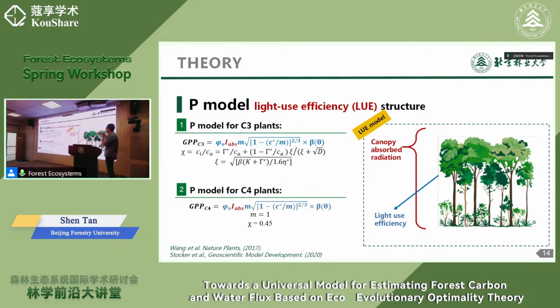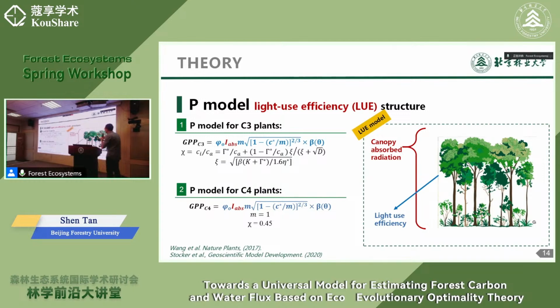And the model has the structure of a light use efficiency model. That means the blue part of this model represents the light use efficiency, and the red part of the model describes the radiation energy absorbed by the canopy. Because here, if we want to estimate photosynthesis, we can estimate the canopy absorbed radiation and the light use efficiency independently.